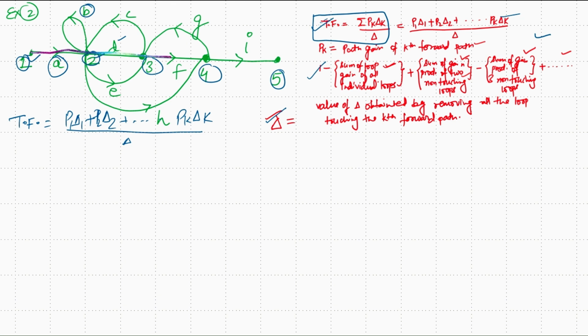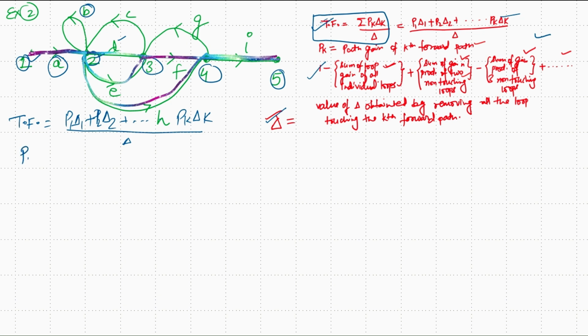This one, which goes straight from node 1 to node 5, is path 1, and the second one goes through E, and then this one, the second path, and the third one is going through node 2, node 4, and node 5. So there are basically 3 forward paths.